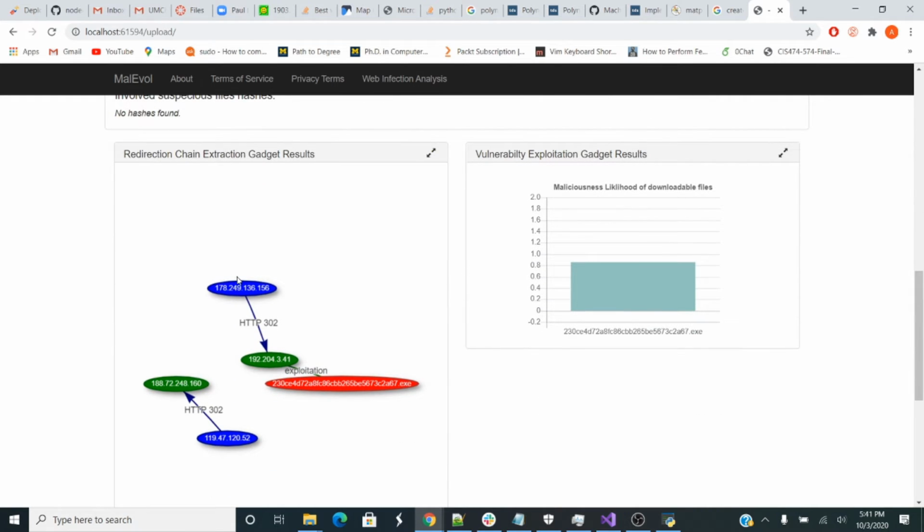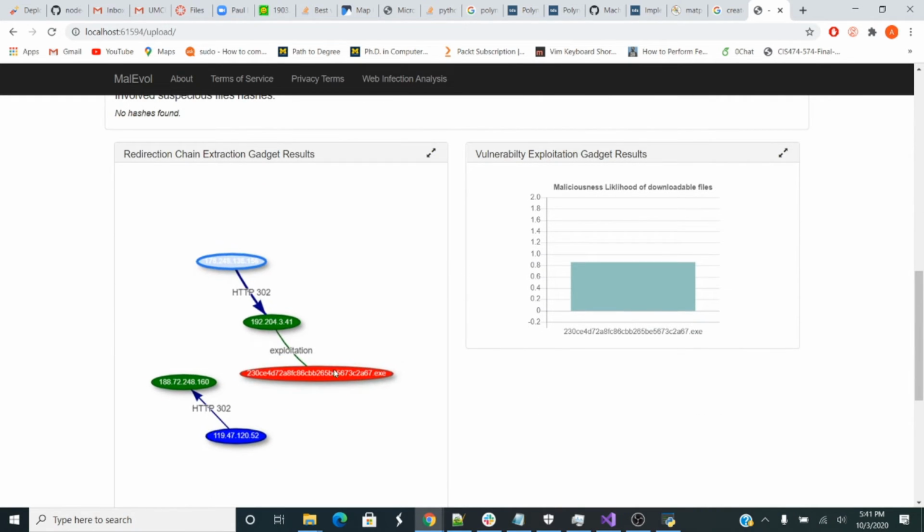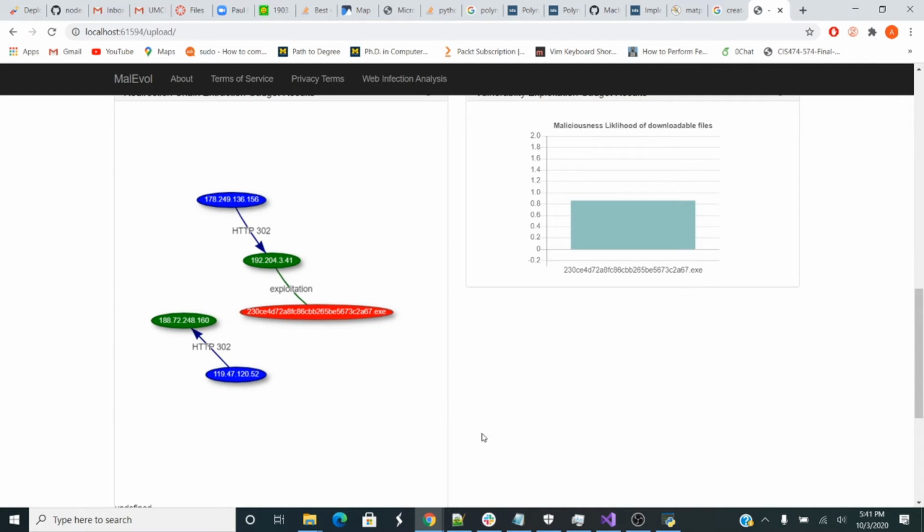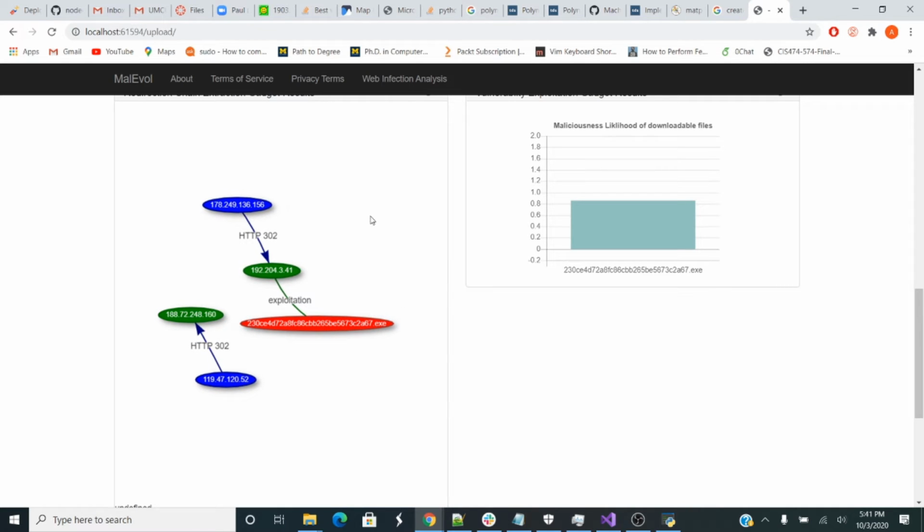We also provide the different extracted redirection chains in this file. So here our website managed to extract two redirection chains. The blue node is the first node and the green node is the final host, that is probably the infecting host. And for each infecting host, we search for downloadable files that could be malicious files.